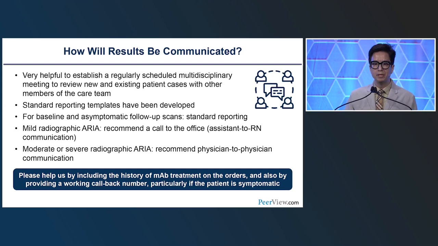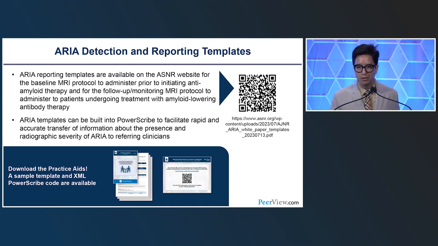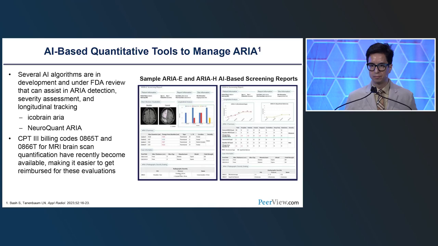So in terms of results being communicated, you have to establish that practice within your own institution. It's important to have standard templates. We have certain guides for template reporting on the ASNR website that we're sharing. And then, of course, even if you have a mild radiographic ARIA, it's important to call and let individuals know, because many times these are going to be screening or follow-ups, and there might not be a symptom correlate that they know about. But then if you report it, they can track to see if there are any actual symptoms. Again, these are the templates, and these are available at the QR code, which will be available in the slides.